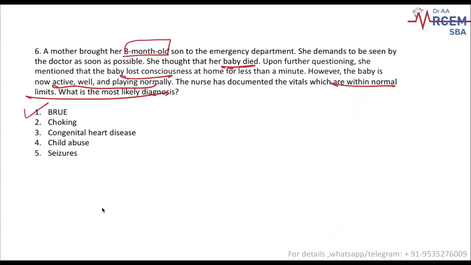We call it BRUE. Brief resolved unexplained event is known as BRUE. So this is a classical definition because it lasted for less than 1 minute. The baby is back to the baseline. And one of the following should be present: loss of consciousness or altered level of consciousness, color change, a breathing abnormality, or tone change. Here, there was a loss of consciousness. Everything fits into the diagnosis or the definition of the BRUE.